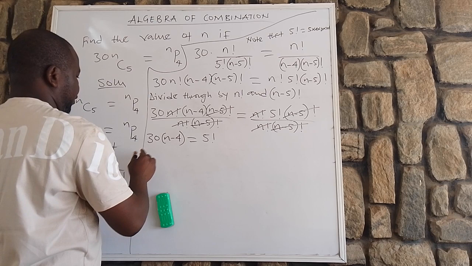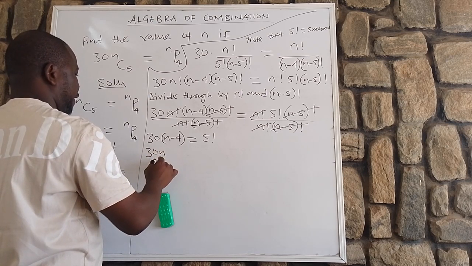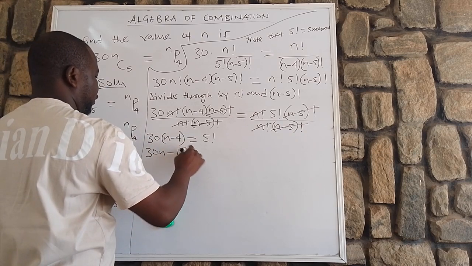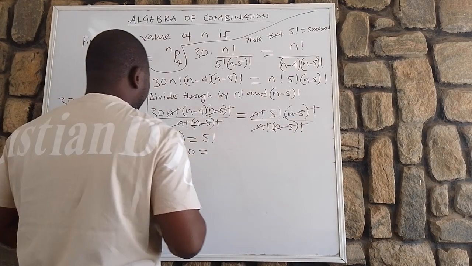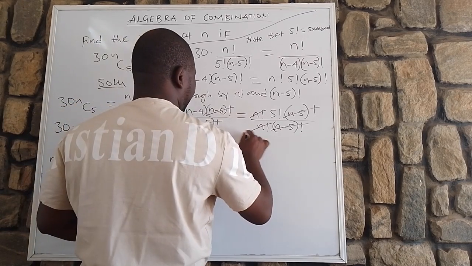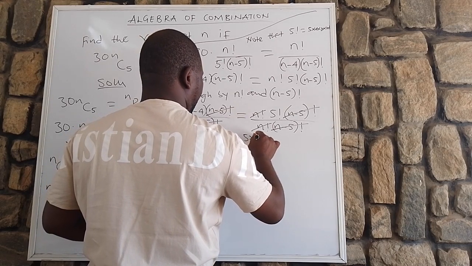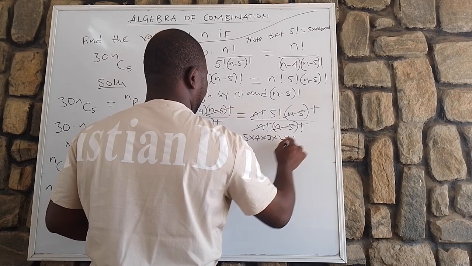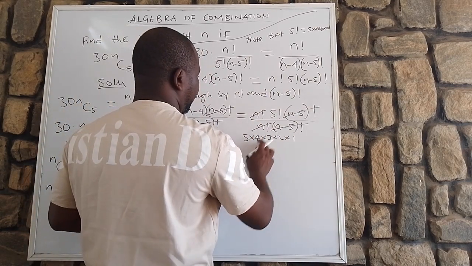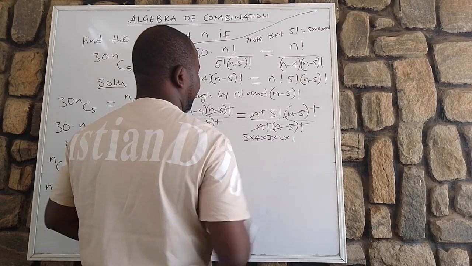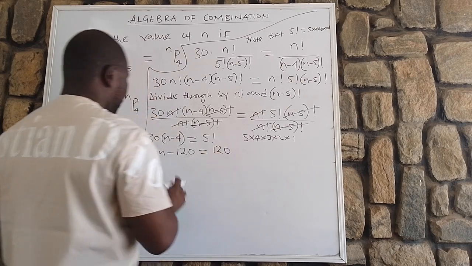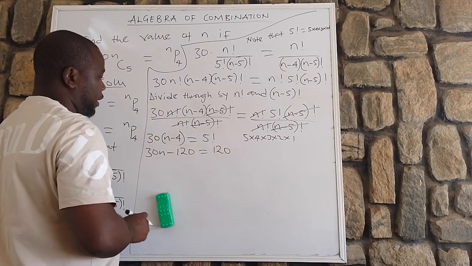So let us open this bracket. 30n minus 30 times 4 is going to give us 120. This is equal to 120, isn't it? Because 5 times 4 times 3 times 2 times 1: 5 times 4 is 20, isn't it? 20 times 3 is 60. 60 times 2 is 120, times 1 is 120. Amen? So at this point, we collect like terms.